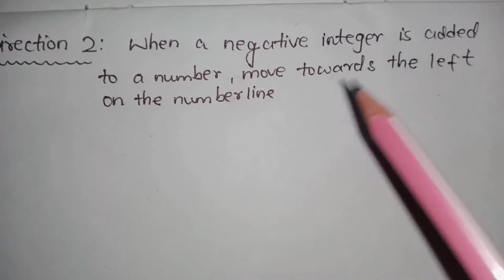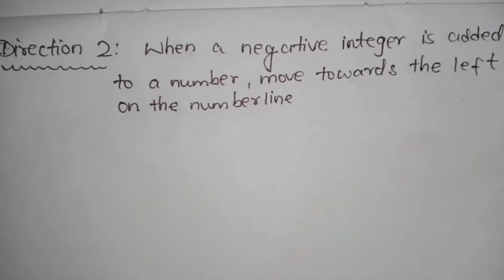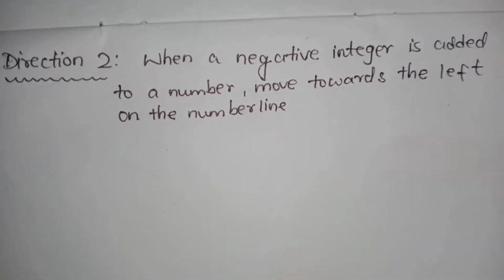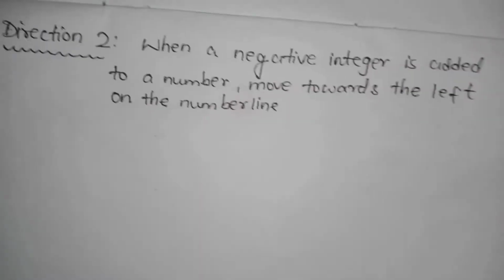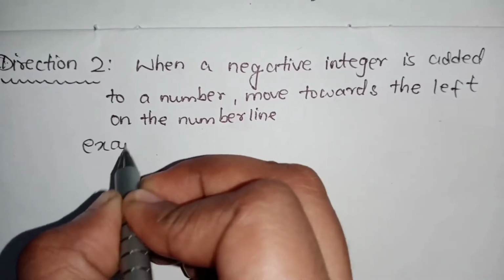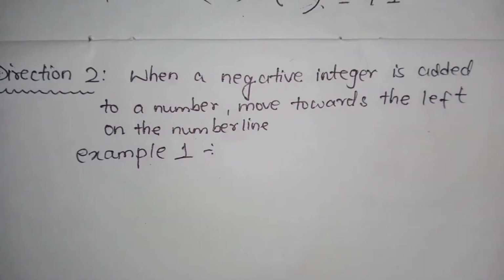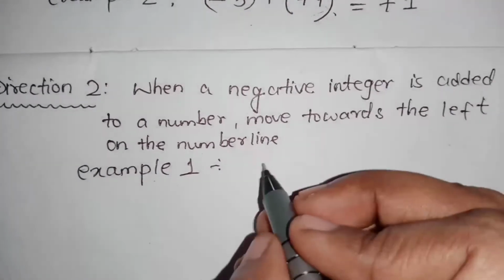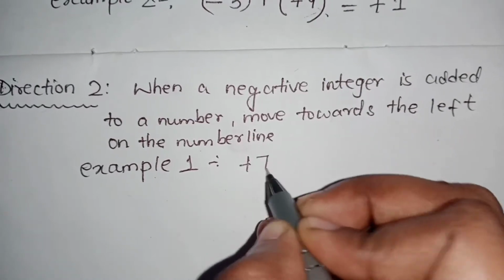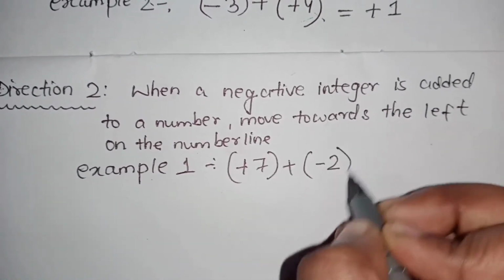When a negative integer is added to a number, move towards the left on the number line. So when a negative integer is added to the number, we will move to the left hand side. For example, example 1, when a negative integer is added to a number. Let me take any number. I'll take +7, and what is added to it is a negative integer, that is -2.